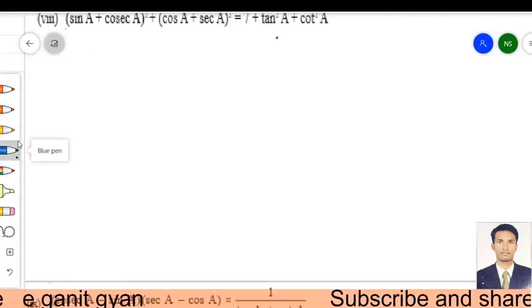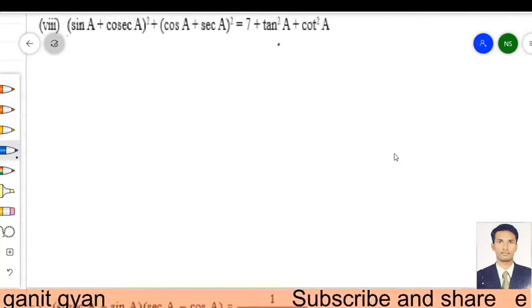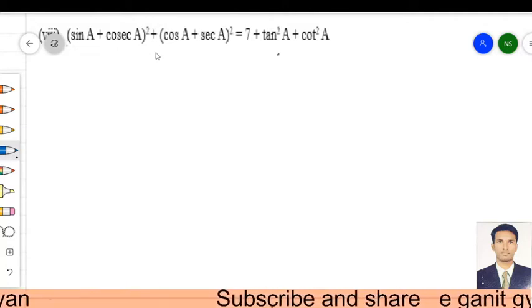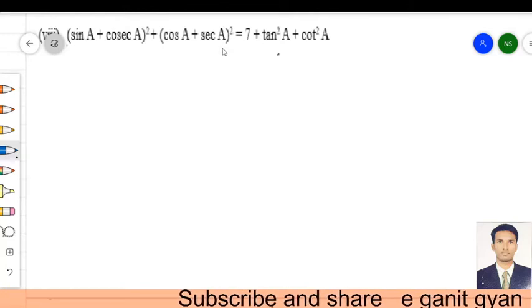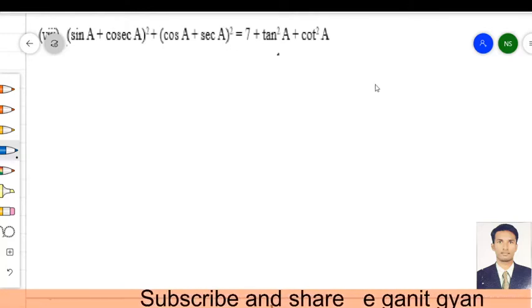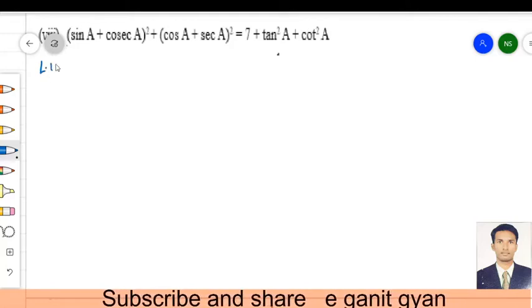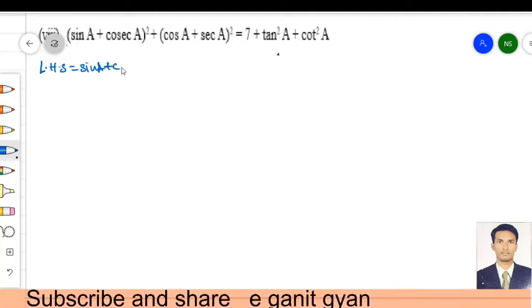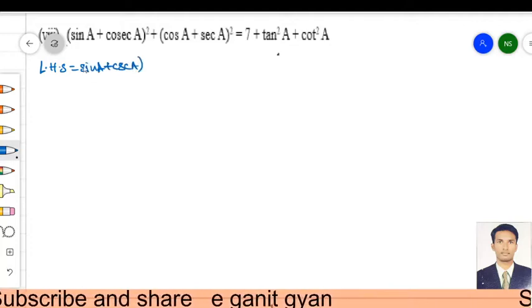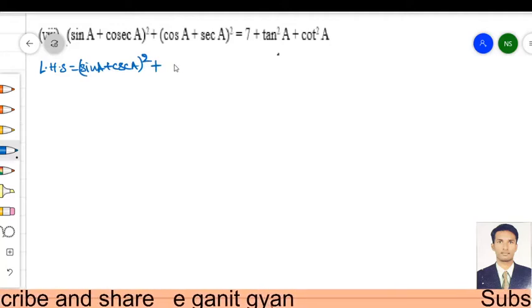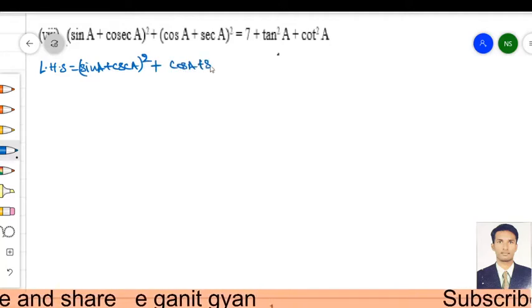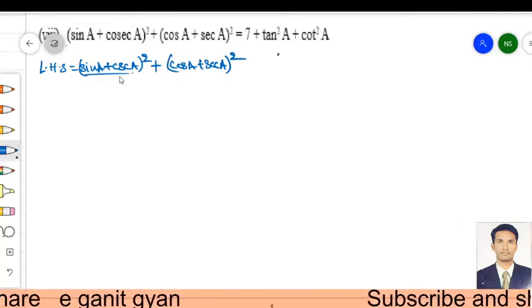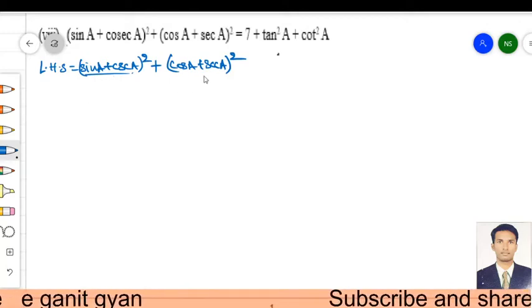Let me take here color blue. So if we observe (sin a plus cosecant a) whole square plus (cos a plus secant a) whole square, which is equal to 7 plus tan square a plus cot square a. Let me take the left hand side, which is (sin a plus cosecant a) whole square plus (cos a plus secant a) whole square. This is my left hand side, and I can apply here (a plus b) whole square for both terms.